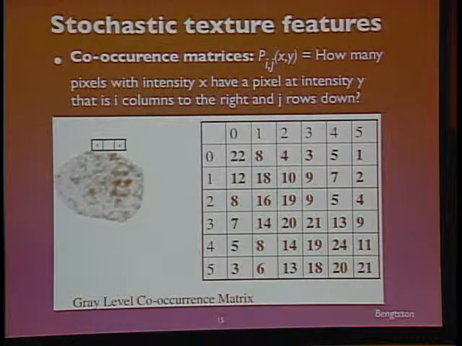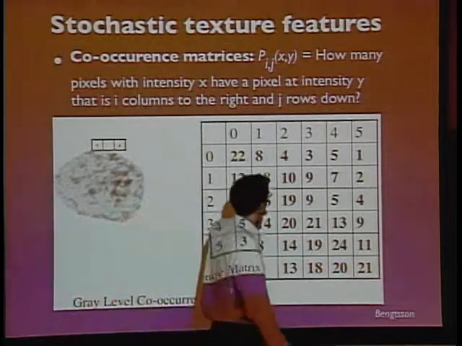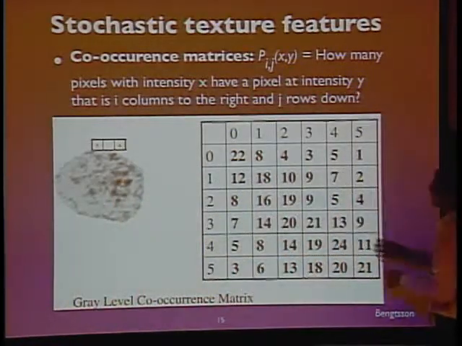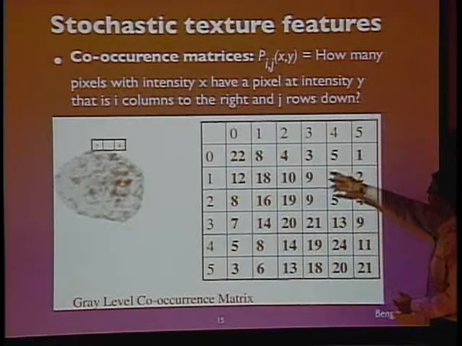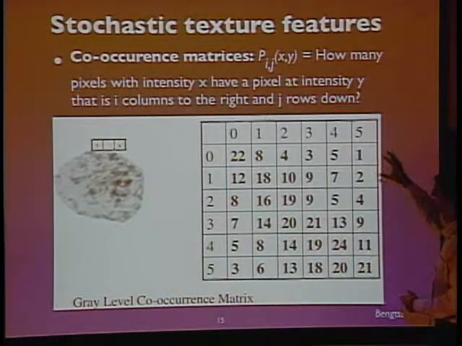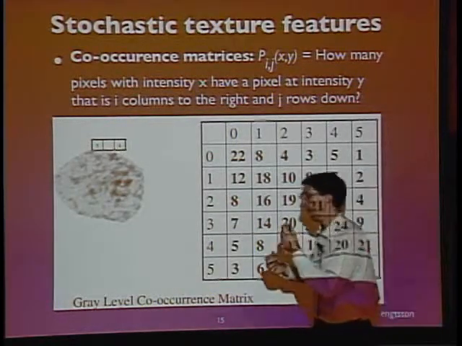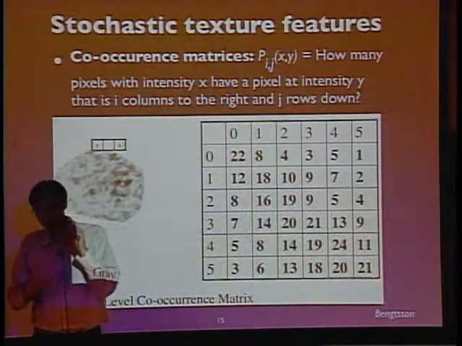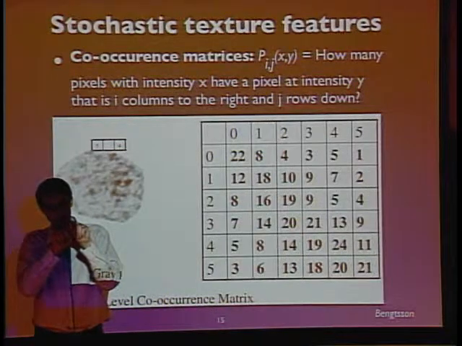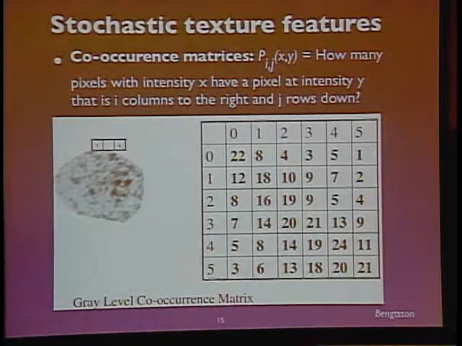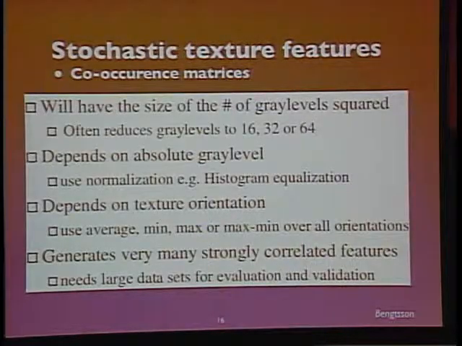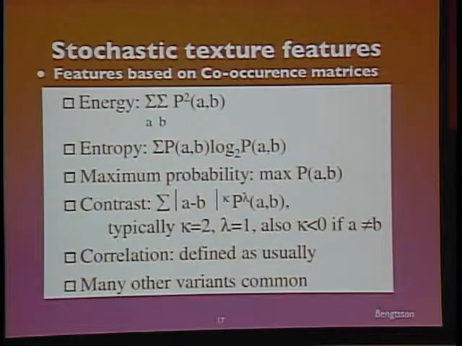So what you end up with is this kind of thing where this is probably P11, for example, for this image patch. It's to say, if I have 5 different intensity levels, what's the probability that I have a pixel at one location with intensity X that has a pixel one down and one over that has intensity Y? So these things can be big and complicated, but they actually include a lot of information about the texture. More about co-occurrence matrices: they depend on a lot of different things, and they're kind of brittle in that sense, but I'll let you read over that on your own time.